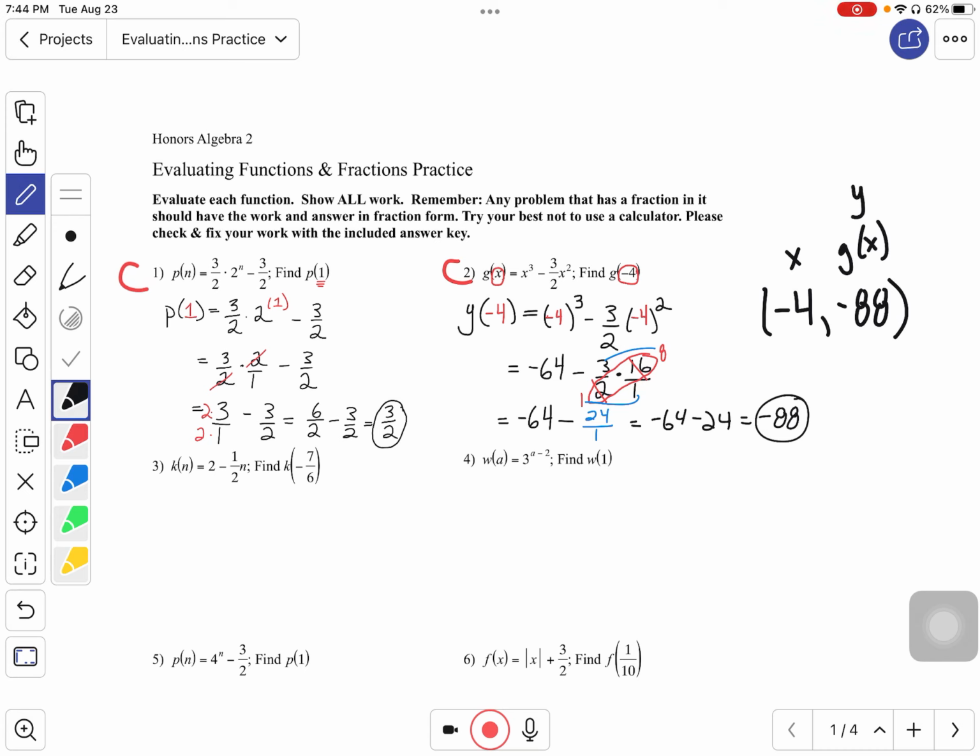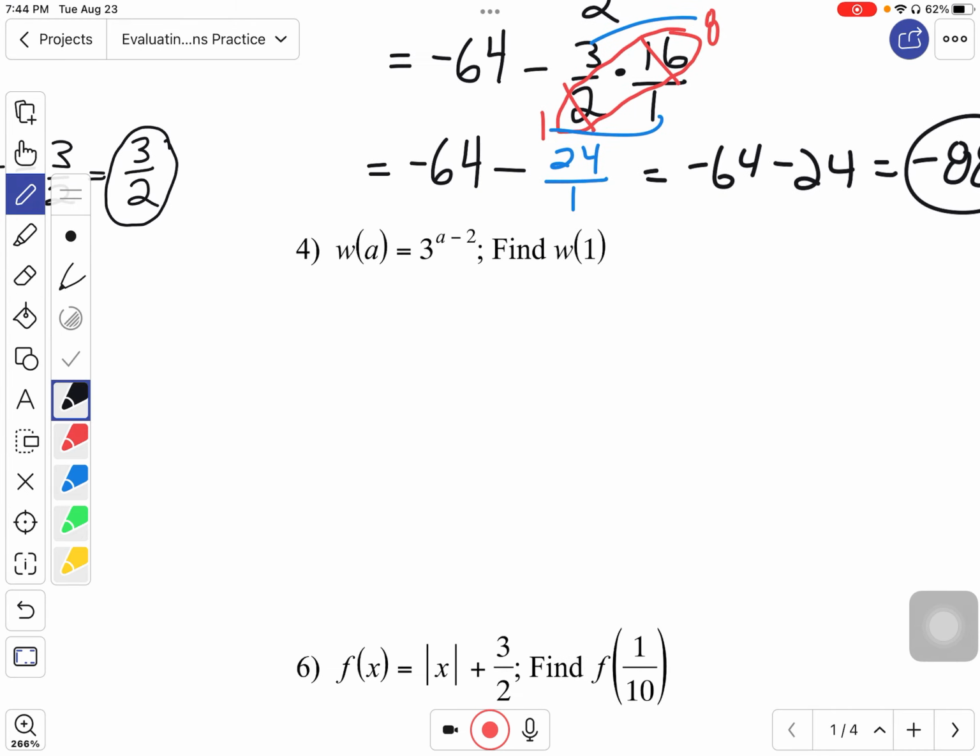All right, let's do one more. And I'm trying to look at number 3 and 4 here. I think number 4 looks a little weirder, so let's take a look at that. So we have W of A equals 3 raised to the A minus 2 power. So what we see here is that we have W of A equals 3, and then we have that raised to the A minus 2 power. So we have A minus 2 as our exponent.